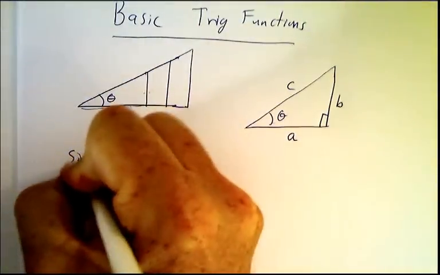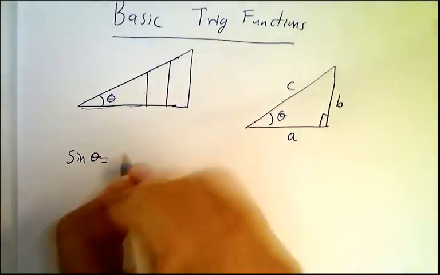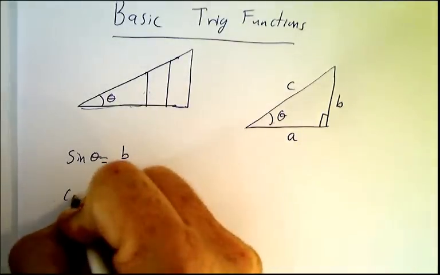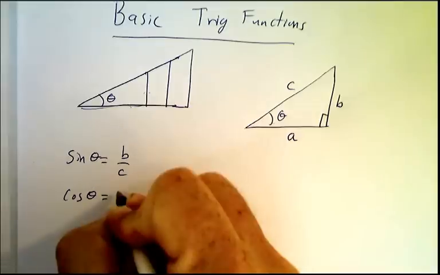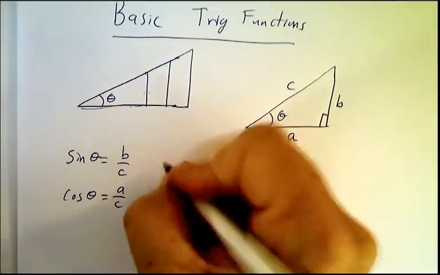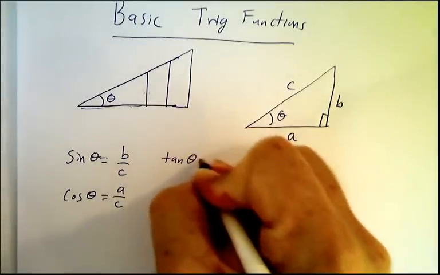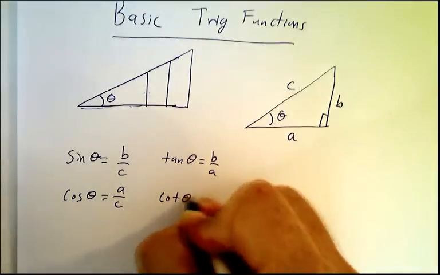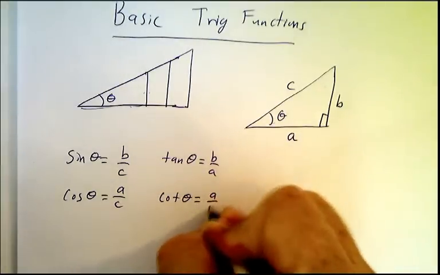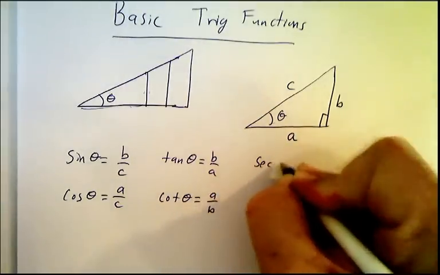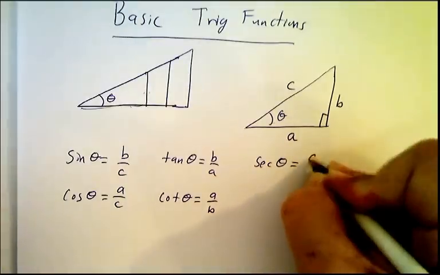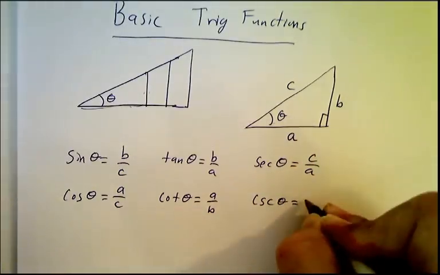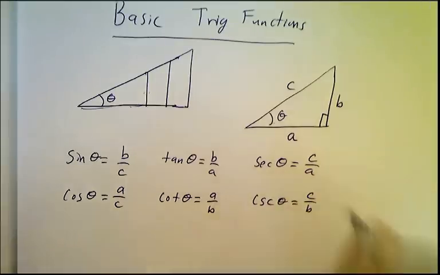We say that the sine of theta is B over C. The cosine of theta is A over C. The tangent of theta is B over A. The cotangent of theta is A over B. The secant of theta is C over A. And the cosecant of theta is C over B.